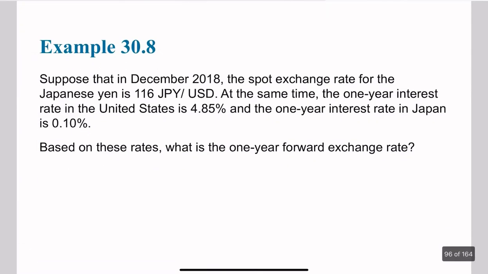Okay, now let's see this very simple example. It's really just a simple application of the covered interest parity. So suppose in December 2018, the spot exchange rate for the Japanese yen is 116 JPY per 1 USD. At the same time, the 1 year interest rate in the US is 4.85%, and the 1 year interest rate in Japan is 0.1%. Based on these rates, what is the 1 year forward exchange rate?